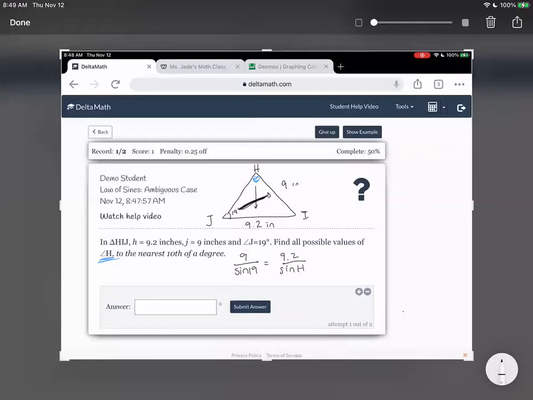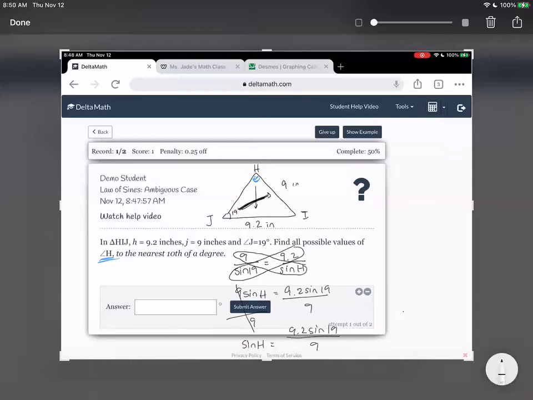Okay, let's do our butterfly method cross multiplication. So take those two, we get 9 sine H is equal to, cross multiply these two, 9.2 sine 19. Okay, and then we're going to solve for sine H. So I'm going to divide both sides by 9 so that those can cancel out. So we'll get sine H is equal to 9.2 sine 19 divided by 9.